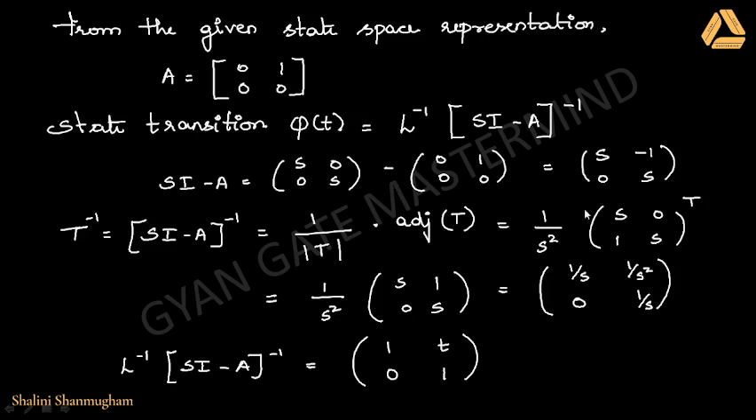By substituting this, I get the matrix as 1 by s square, 0, 1 by s. Finally we apply the inverse Laplace transform, from which for 1 by s the inverse Laplace transform is 1, and for 1 by s square the inverse Laplace transform is t, and the second row is 0, 1. Hence solved. Thank you.